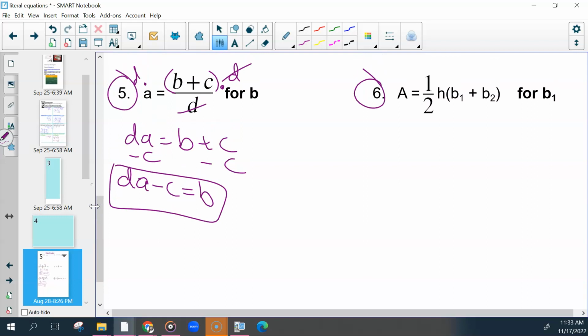For number 6, we're trying to get B1 or B sub 1, however you want to say that, by itself. Right now it's in parentheses. This will be similar to number 3. So what would we do first? So with that, it would be 2 over 1 or just 2. Multiply that on both sides. So the 1/2 and the 2 cancel. We have 2a equals h times b1 plus b2.